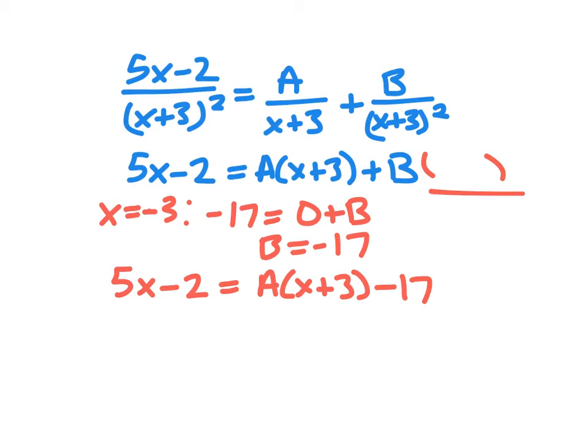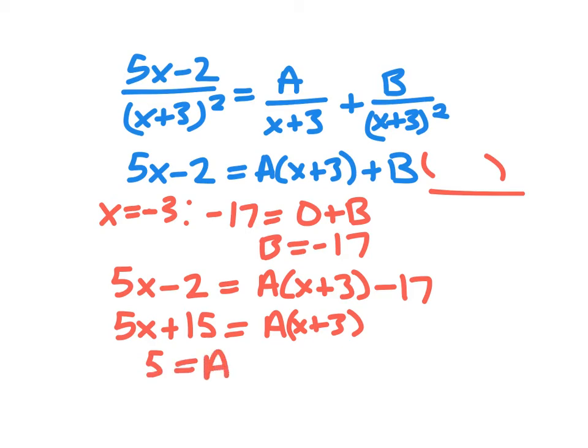Okay, I can add that over. Let's add 17, so it's 5x plus 15 is equal to a times x plus 3. Well, this is just 5 times x plus 3 over here, right? So if we divide by x plus 3, we get exactly 5 is a. Okay, so what do we do here? We substituted back in for b. And then we just match these up, right? This is a linear term, this is a linear term, and we just see what we need.